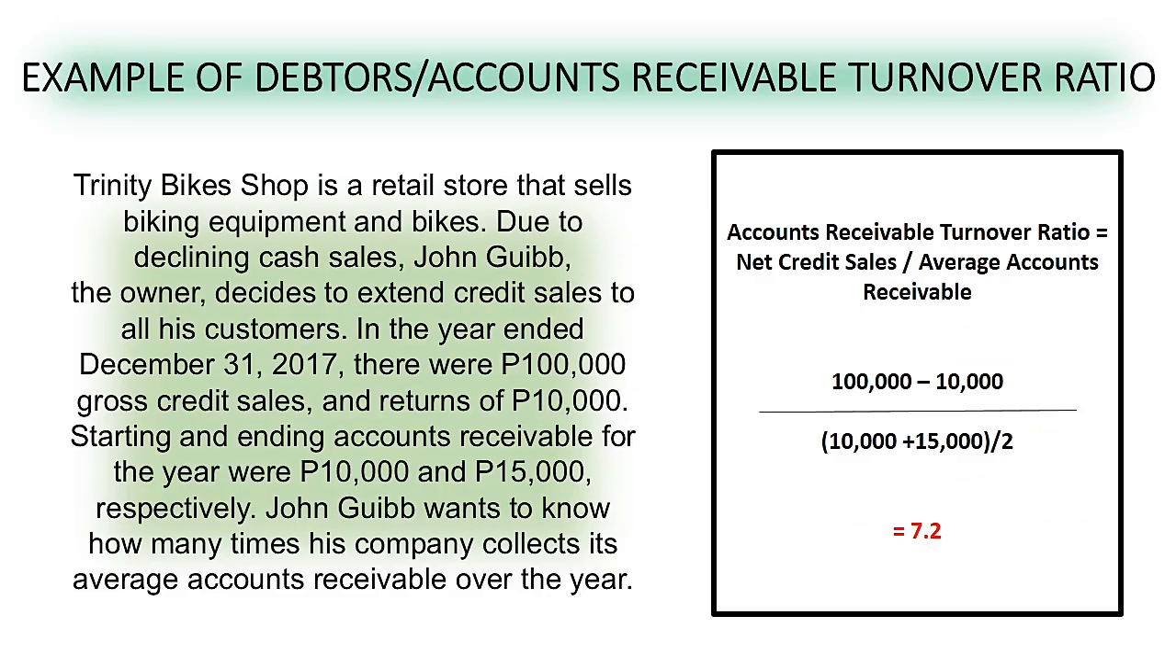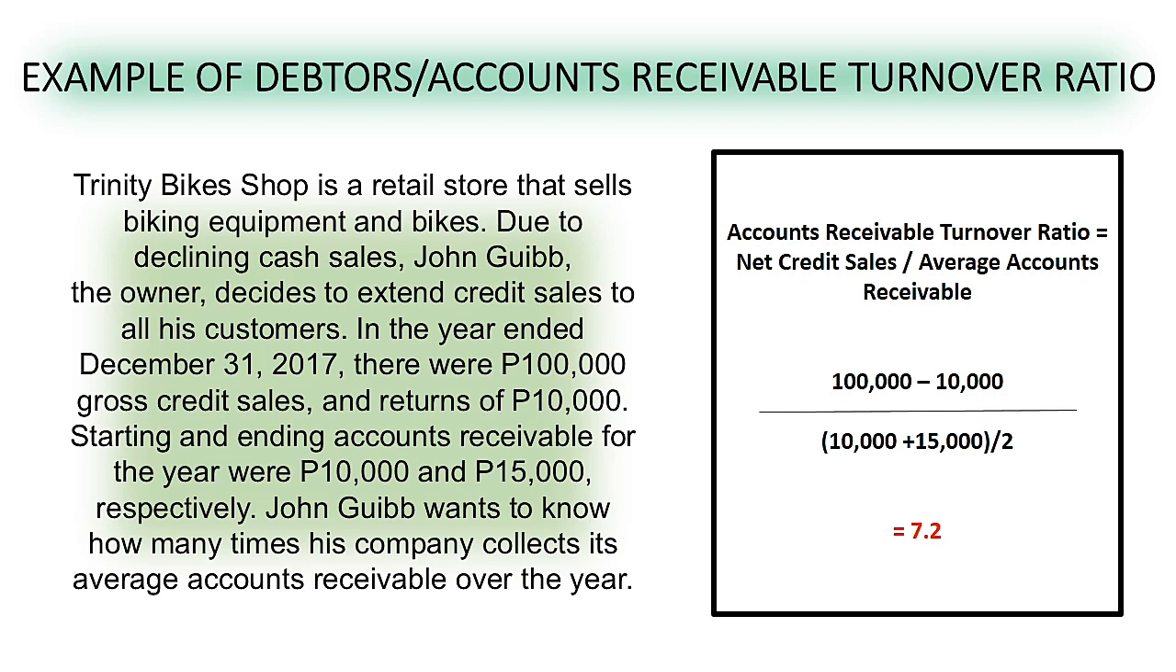Trinity Bike Shop is a retail store that sells biking equipment and bikes. Due to declining cash sales, John Gibb, the owner, decides to extend credit sales to all his customers. In the year ended December 31, 2017, there were 100,000 pesos gross credit sales and returns of 10,000 pesos. The starting and ending accounts receivable for the year were 10,000 and 15,000 pesos respectively.